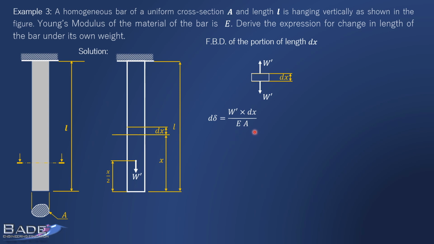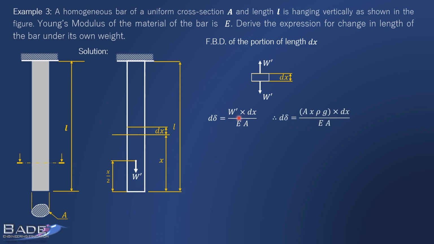PL by EA, standard formula. What is force? P, it is W dash. What is length of this portion? dx. Young's modulus and cross sectional area, whatever it is, but it is constant, it is uniform throughout its length. So this is d delta.